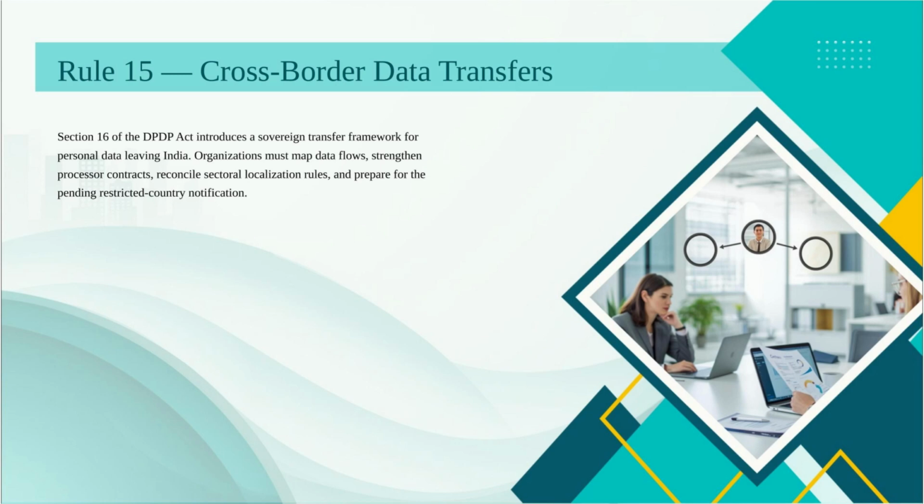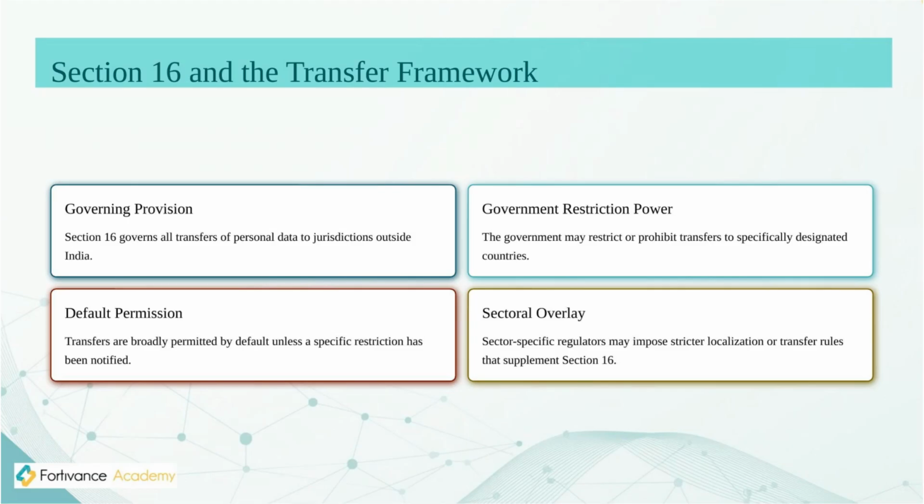Cross-border rules are an area still taking shape, so we'll focus on what's known and how to prepare wisely amid the uncertainty. Let's begin with the foundation of cross-border rules, Section 16 of the Act, which sets up how India approaches the transfer of personal data outside the country. Here's the key concept to understand. Section 16 establishes that the central government may restrict the transfer of personal data to certain countries or territories. In other words, the government can specify where data can and can't flow.